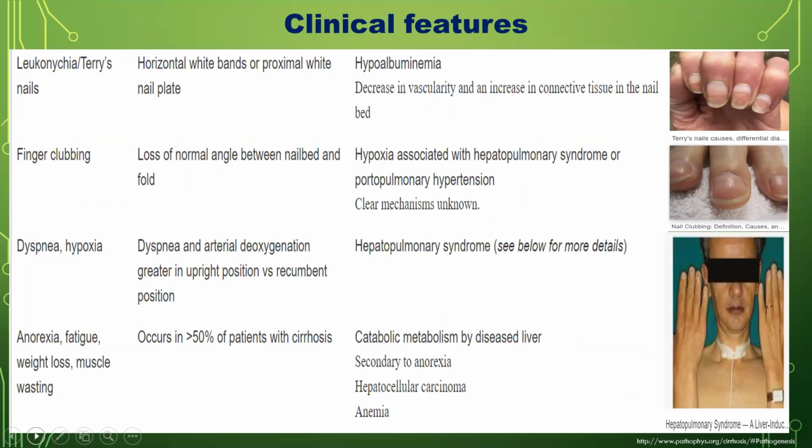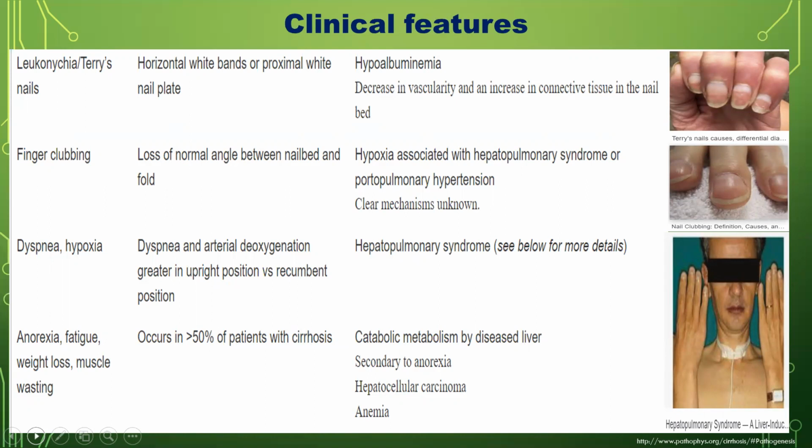Leukonychia is presented in the picture on the right side. It's a horizontal white band on the proximal nail plate, due to hypoalbuminemia, decreased vascularity, and increased connective tissue production in the nail bed. Finger clubbing appears due to hypoxia associated with hepatopulmonary syndrome or pulmonary hypertension. The clear mechanism is unknown, but it is usually present in patients with long-term chronic hypoxic states.